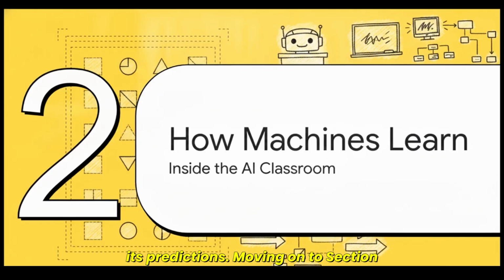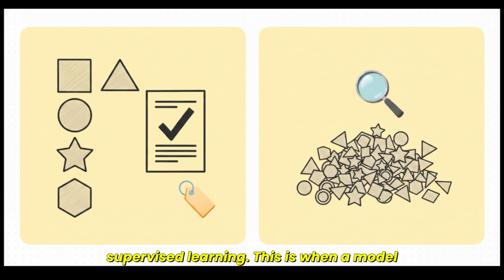Moving on to Section 2, how machines actually learn inside the AI classroom. Let's step into the classroom and examine the learning paradigms that actually teach these foundational machines how to process information. First up, we have S for supervised learning. This is when a model learns using labeled data. Basically, it's like handing the AI a complete answer key so it can learn by example.